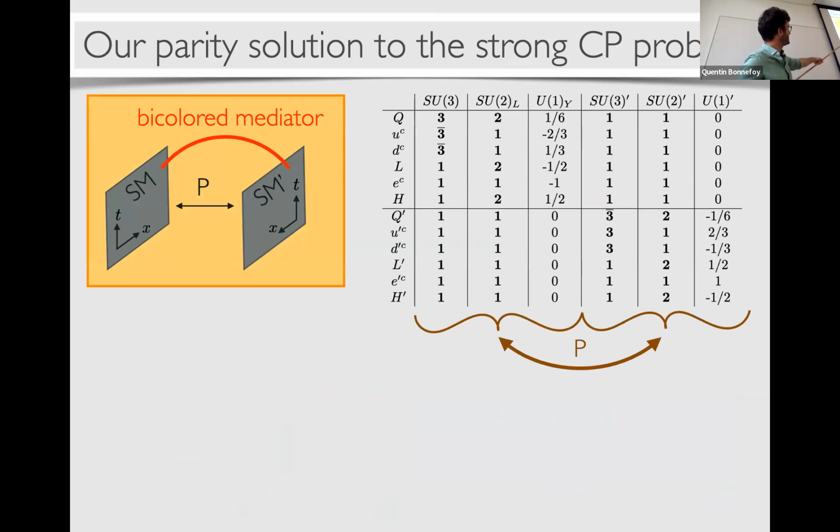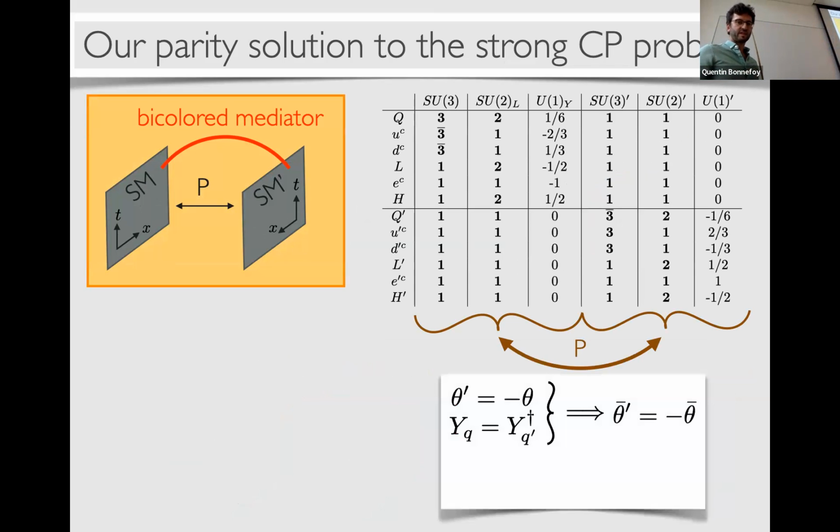So the starting point is this, and the field content is this ugly thing. Basically, you have the standard gauge group that you copy, you have the Standard Model fermions that you copy, and that block is sent to that block by parity. Parity acts on the fields as in the textbook, and you just add primes on the expressions you extract from the textbook. In here and here, you have a theta angle, Yukawa matrices, gauge couplings, etc. Parity enforces that the theta angles are anti-correlated and that the mass matrices are Hermitian in any flavor basis. From this you can derive that the physical theta angles in the two worlds are also anti-correlated.